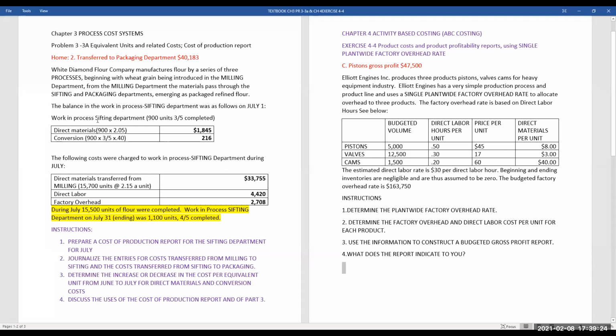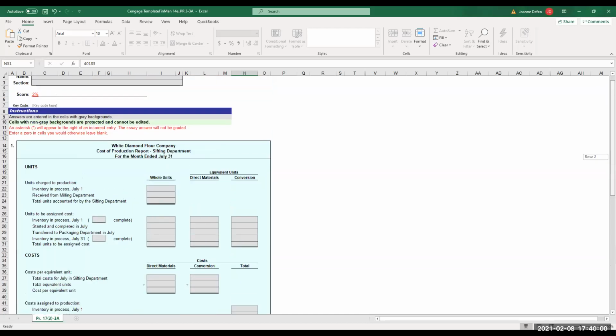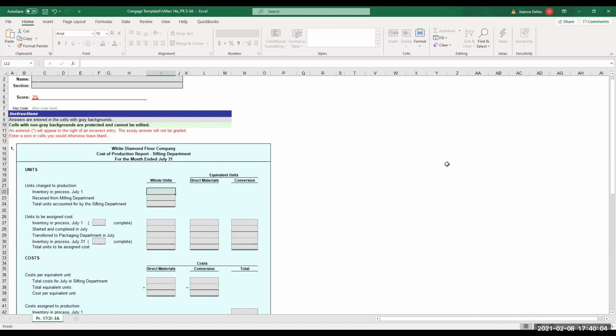So let's see. They tell us that they started out with 900 units. That's the beginning inventory, 900 units up here. See July 1? July 1 is synonymous with beginning. So here's 900 units. Let's go back to the sheet and see where we could put the 900 units. So here's the inventory beginning units right here. So we're going to put 900, and it likes that number. There's no asterisk. If I put 1,000, notice the red asterisk. So we begin with 900 units, not dollars. This is units. What did we receive from the milling department? So let's go back and see what we got from the milling department.